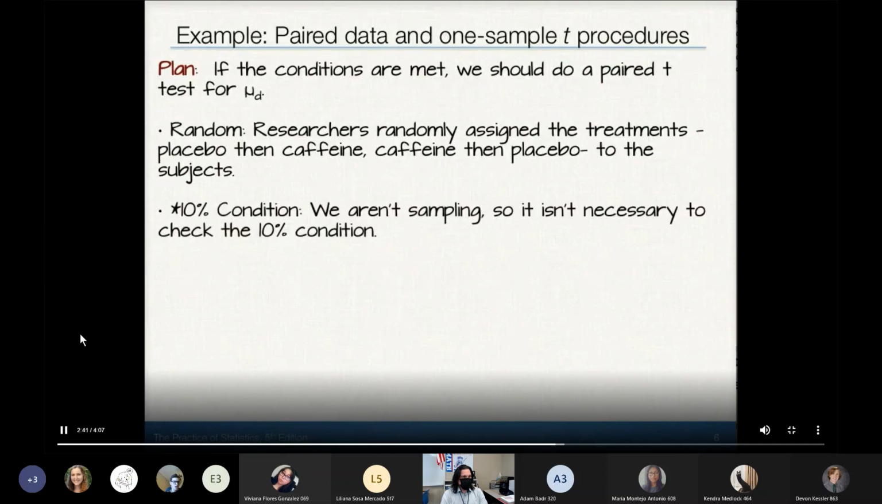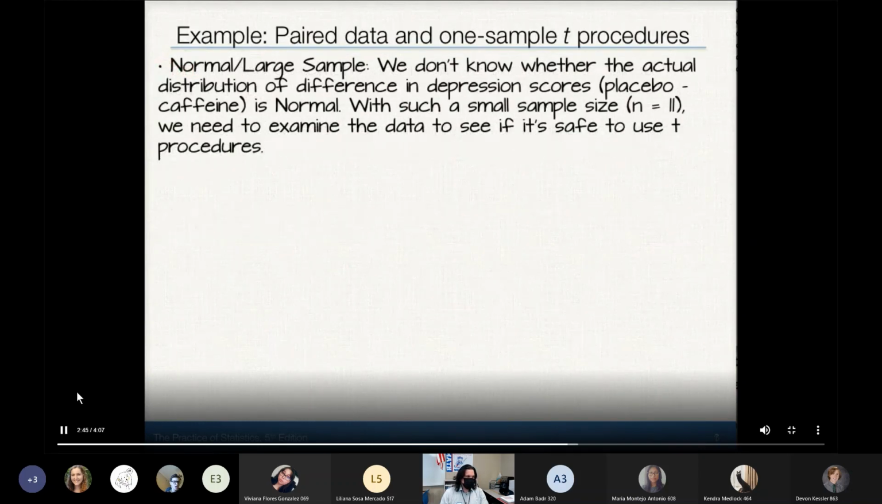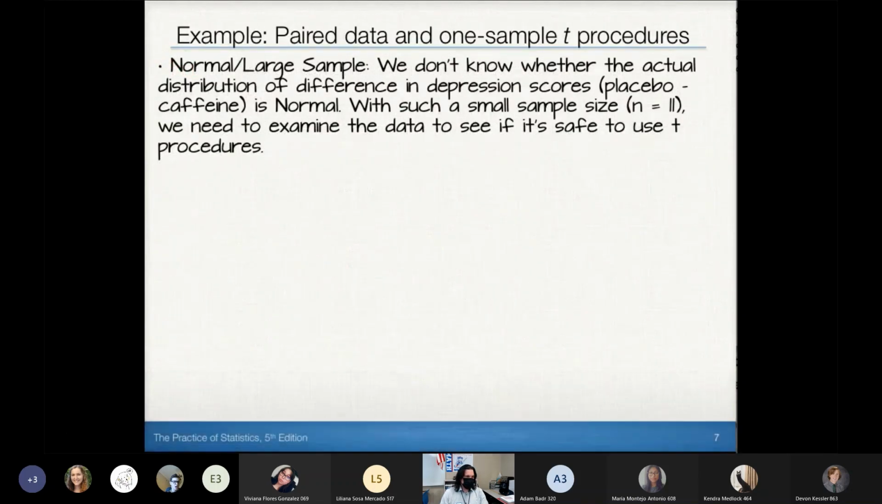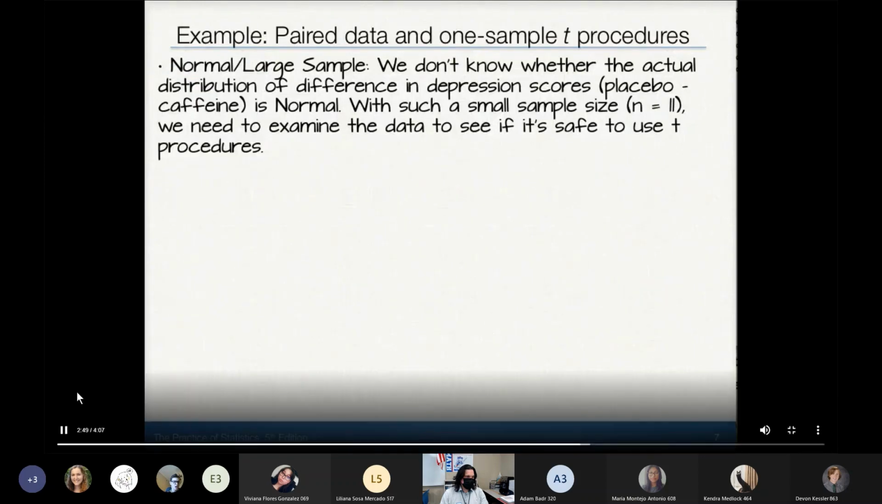Since we aren't sampling, it's not necessary to check the 10% condition. And when it comes to the normal large sample condition, we don't know whether the actual distribution of difference in depression scores is normal, so we're going to have to do a little extra work here. With such a small sample size, we need to examine the data to see if it's safe to use t procedures.